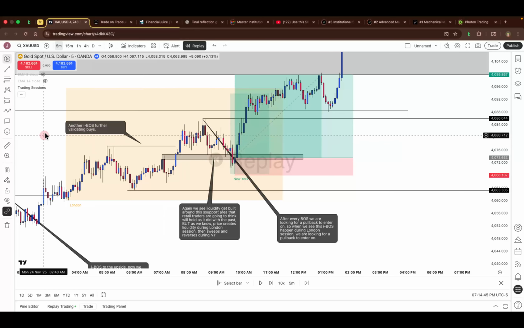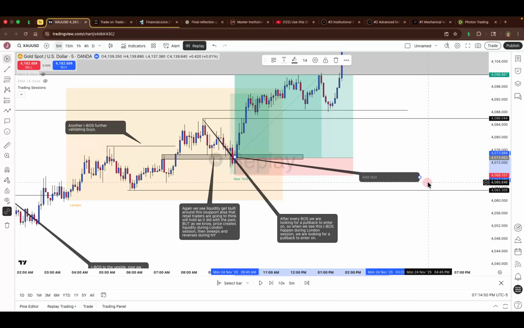What do we see? See price sweep. And I'm aggressive here. Right? We already know that price is in an uptrend. We see price sweep liquidity. I'm entering on the first sign of strength.